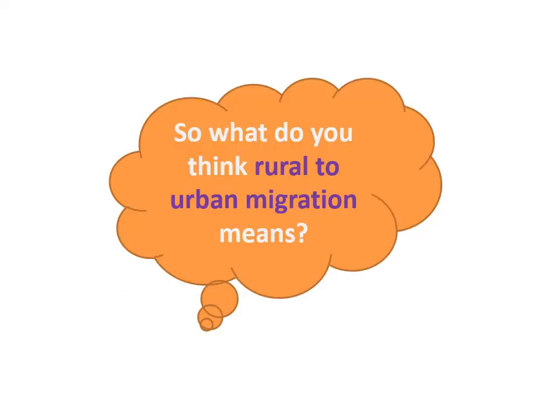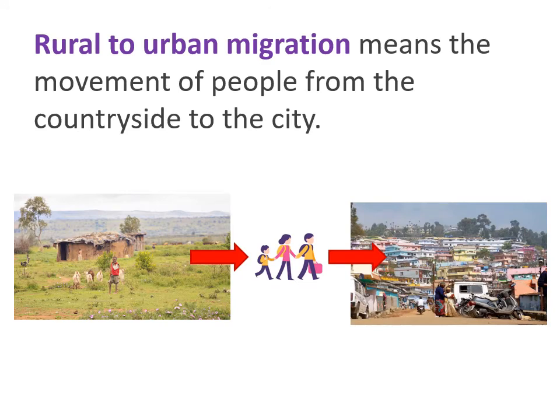Okay, so a question to think about. Pause the video here and just have a little thought. So rural to urban migration means the movement of people from the countryside, from the rural areas, to the city, to the urban areas. Pause here and jot that down for me, please.